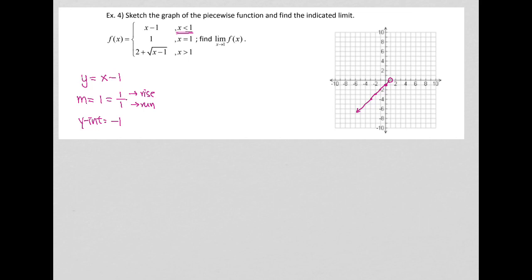And the second piece is y equals 1, which is a horizontal line with a y-intercept at 1. So at 1, there's a horizontal line. And once again, you have to use the conditions. The condition says x can only be 1. That means you have to erase everything except at 1. So let's erase the right-hand side of the 1. And I have to erase the left-hand side of the 1. So really, you can see there's only 1 point left.